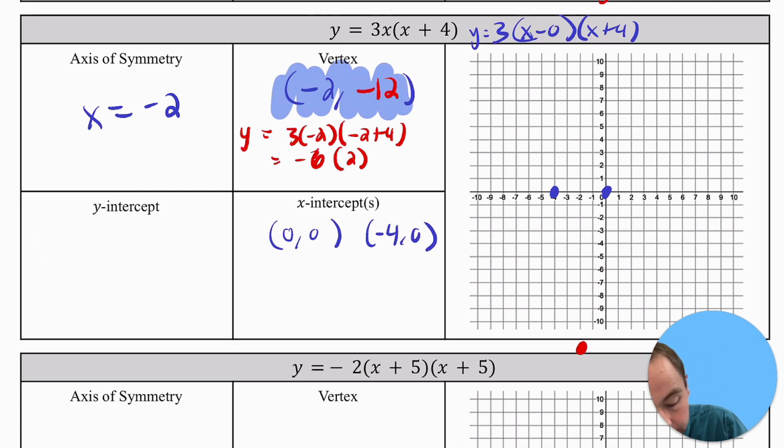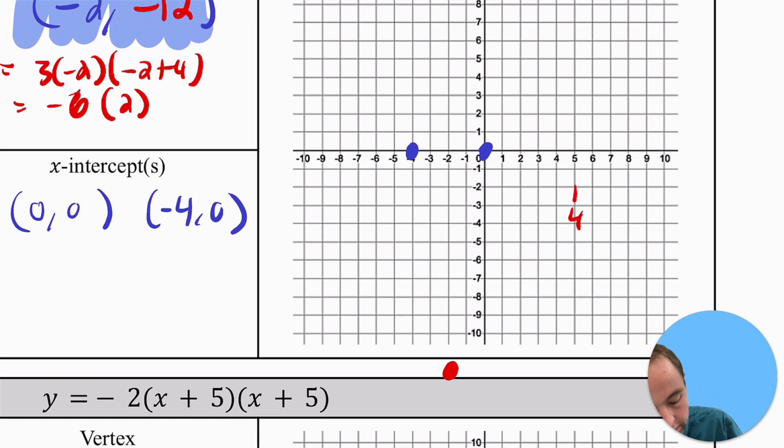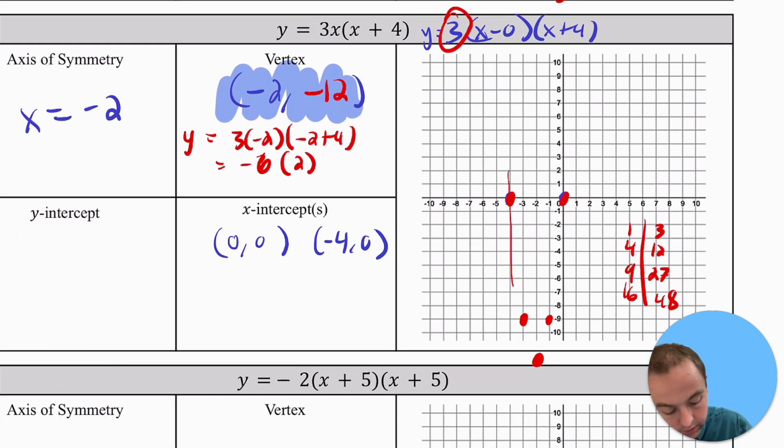You can see that because there's that 3, this is stretched by a factor of 3. So rather than 1, 4, 9, 16, you're going to go up 3, up 12, up 27, up 48, just 3 times as much. So you're actually going to go up 3 when you go over 1, and you go up 12 when you go over 2, that sort of thing to vertically stretch that parabola.